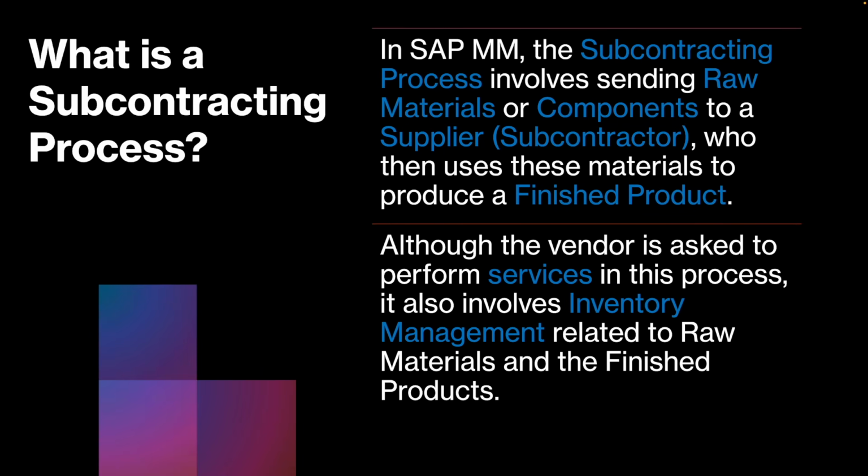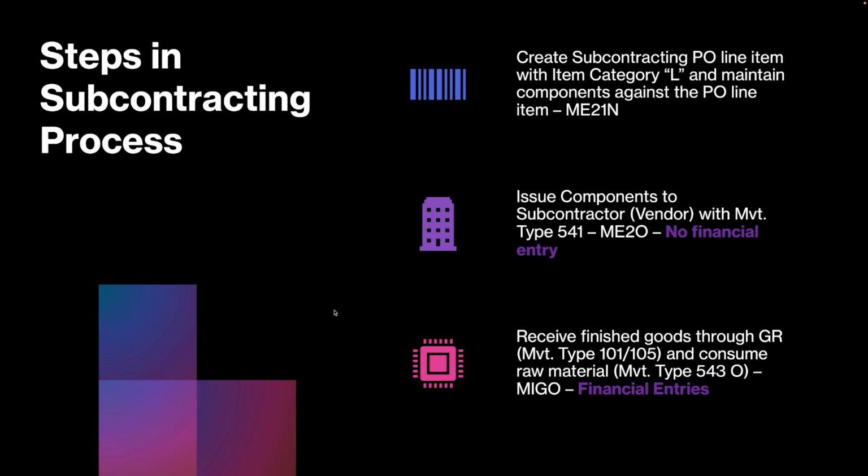And now we'll see what all steps are required to do a subcontracting process. So now let's see what all steps are required in a subcontracting process. So as a first step, you need to create a subcontracting PO line item with item category as L, and then you need to maintain the components against the PO line item. Now you'll create this PO through T Code ME2O. Then once you have created the PO, you will have to issue the components to the subcontractor. The movement type would be 541, and you will do this particular transaction through T Code ME2O.